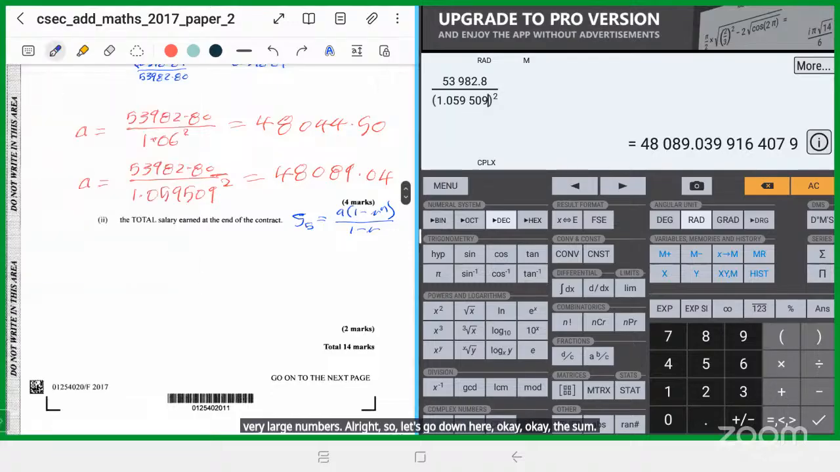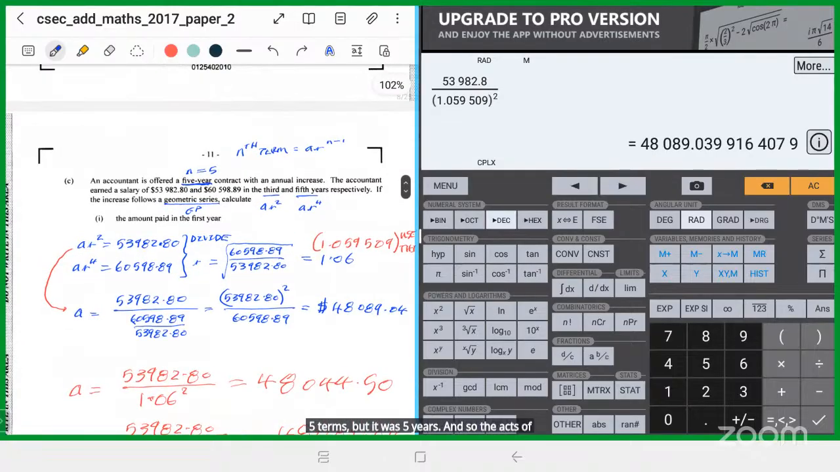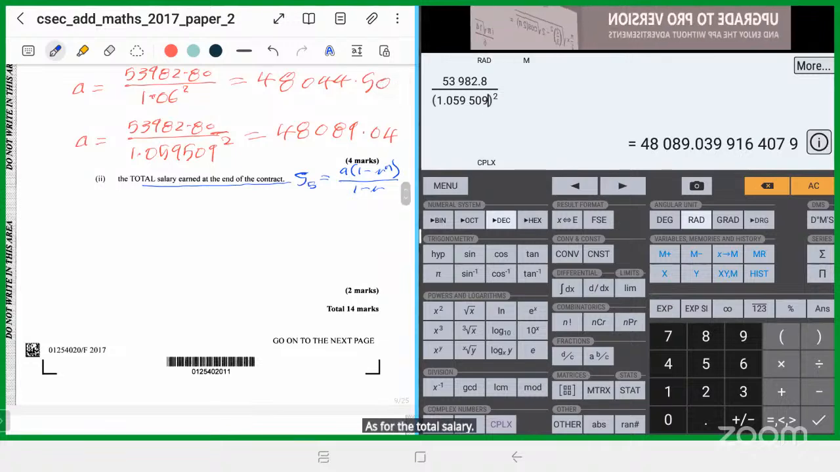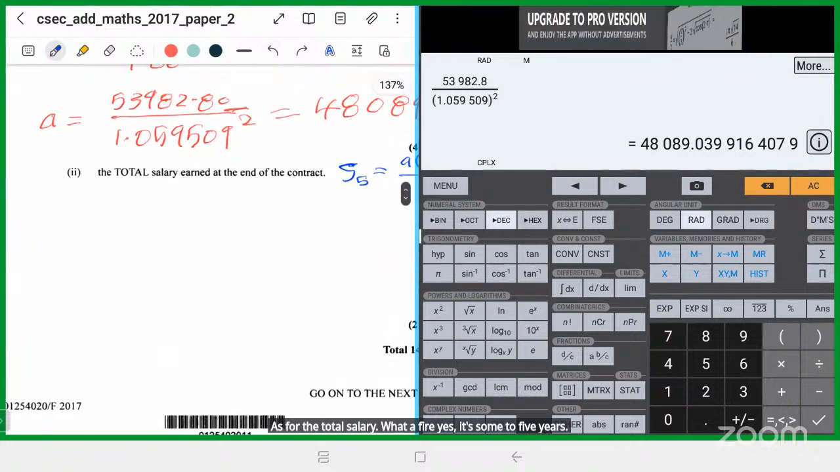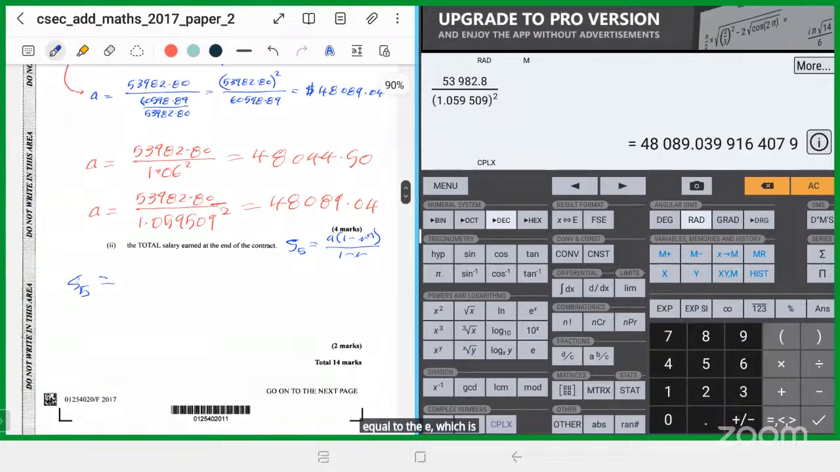5 terms, but it was 5 years. And so we'll ask for down here now. Ask for the total salary over the 5 years. The sum to 5 years. So we're working this out. That would be equal to the sum to 5 years. That would be equal to the A, which is this A. This is the accurate A.